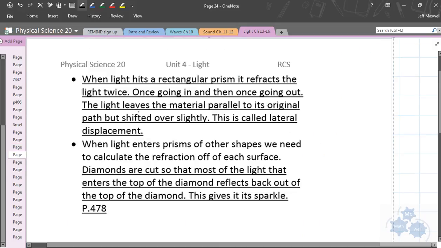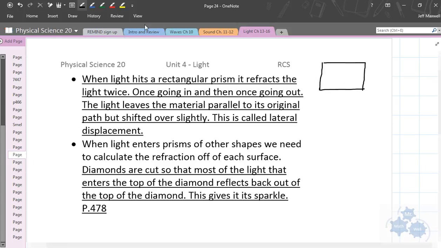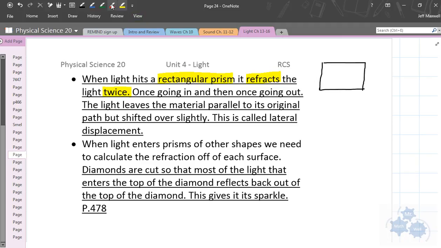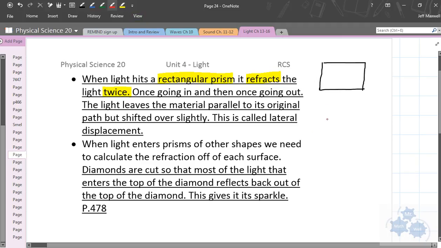As we continue, it says this. Now you might want to take some of these notes down that are underlined, right? So in summary, when light hits a rectangular prism, and I'll redraw this rectangular prism, you might want to take your time to do that as well. The light refracts twice. In a rectangular prism, it refracts twice. There's two separate refractions. So the laser beam comes in like this.